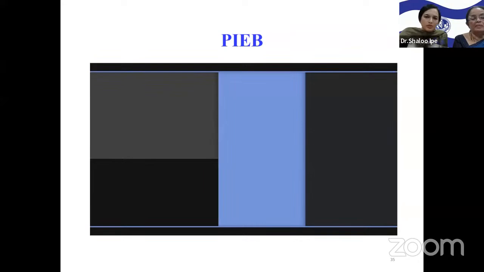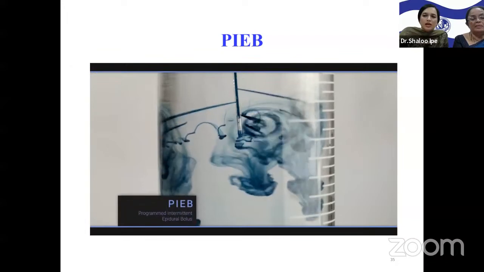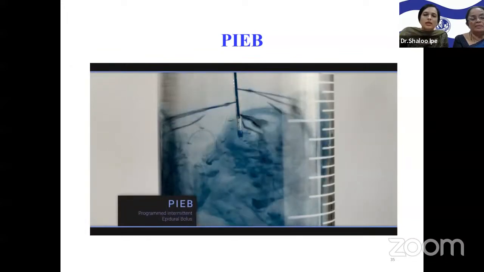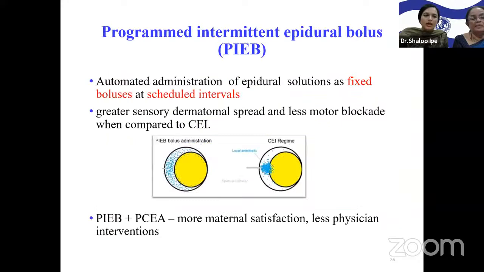Then came the PIEB pumps, where bolus injections with greater injection pressures allow drug exits from all holes of the multi-orifice catheter, which leads to more spread of the local anesthetic. So this was the thought behind developing a PIEB pump. Here, automated administration of epidural solutions as fixed boluses at scheduled intervals is given. Greater sensory dermatomal spread with less motor blockade has resulted when compared to our conventional epidural infusions.